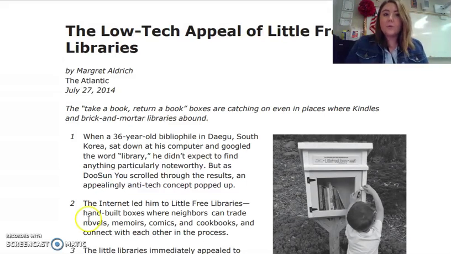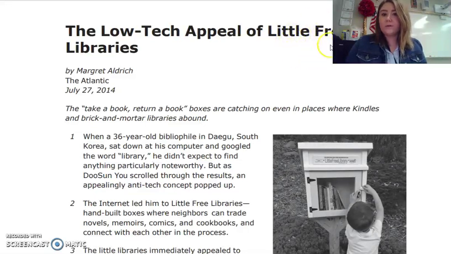To begin, we have "The Low-Tech Appeal of Little Free Libraries." That's the story that we're going to be reading today. I know that low tech means very little technology, or not requiring technology. So I know that, and it's an appeal of little free libraries.